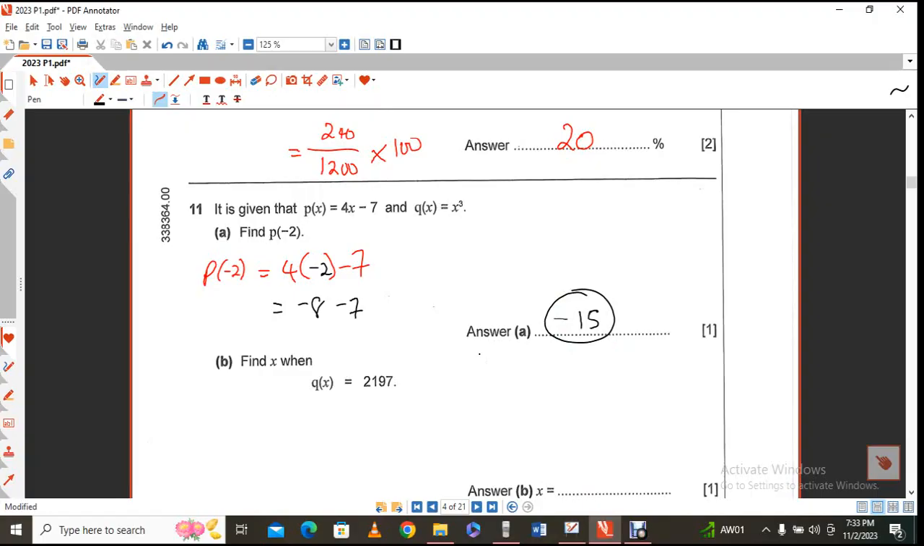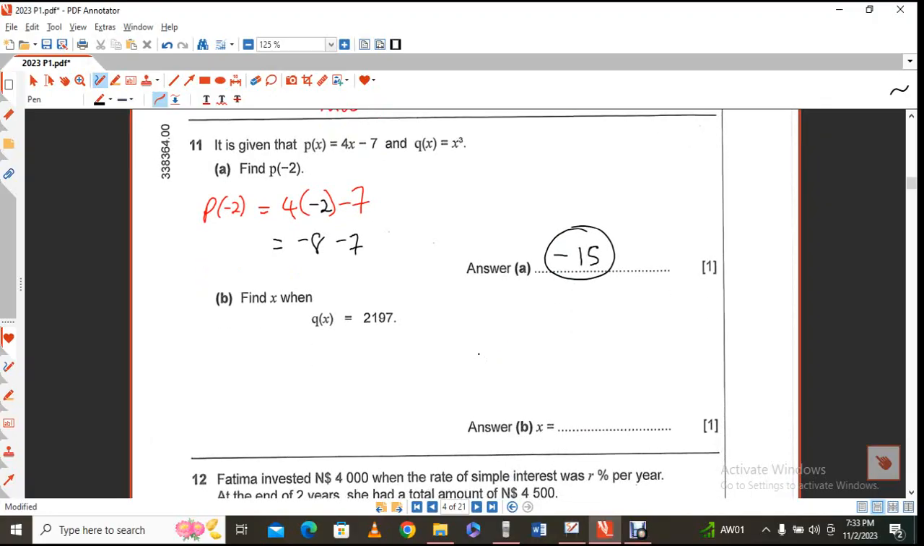Right, now they are saying that the whole q of x, this whole equation here, should equal 2,197, so x cubed should equal 2,197. That gives me an idea. I need to find the cube root of 2,197. So you can say x is equal to the cube root of 2,197. Or I will say x cubed equals 2,197.